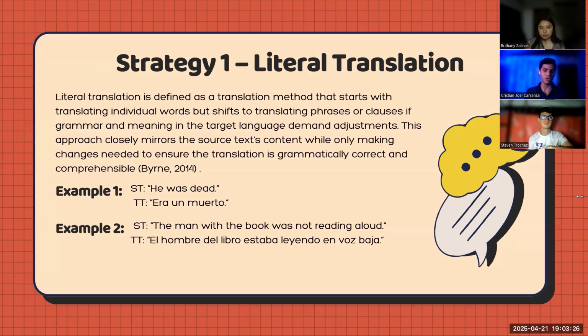This translation is faithful to the original and follows the grammatical norms of Spanish with no changes in meaning. In the second example, in the source text we have, the man with the book was not reading aloud. While in the target text we have, el hombre del libro estaba leyendo en voz baja. Again, the structure and core meaning are maintained almost exactly. This supports Byrne's point that literal translation is common even in non-technical texts when form and meaning allow it. Now move on to the next strategy.